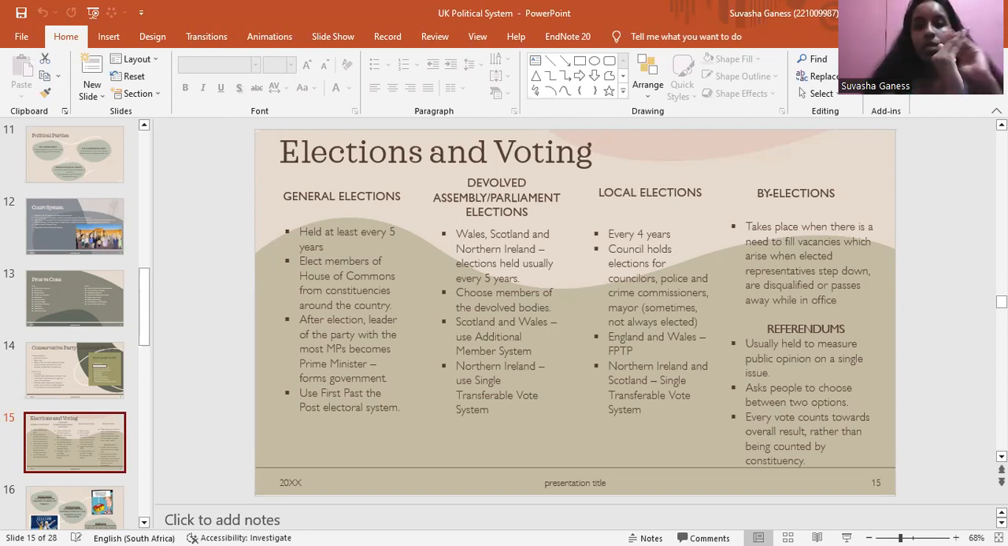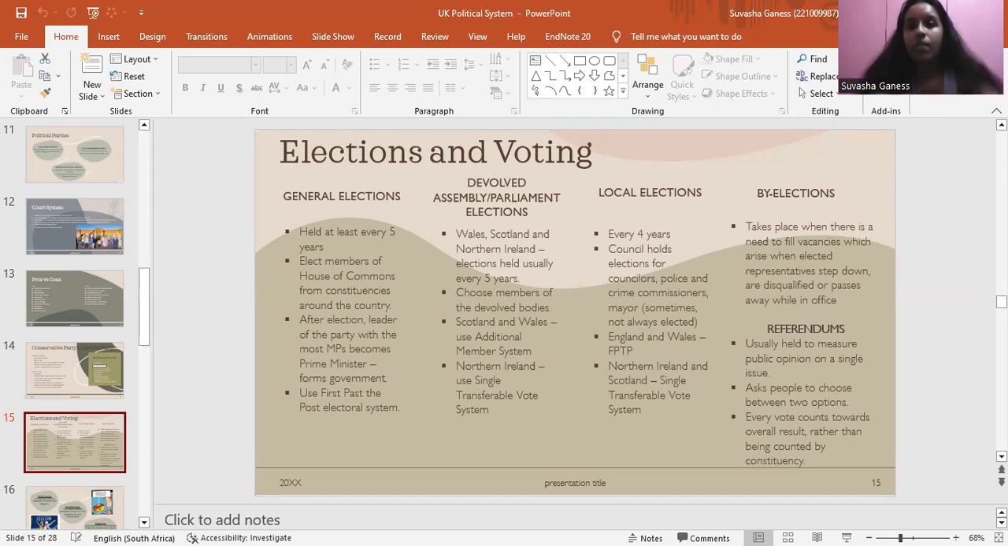So what's important to note here is that in each different type of election, there's not one standard system of voting. So for example, in general elections, England uses the FPTP system, and if you're looking at the second one, Wales uses the additional member system, but in local elections they use the FPTP system. So it's not something that's constant.